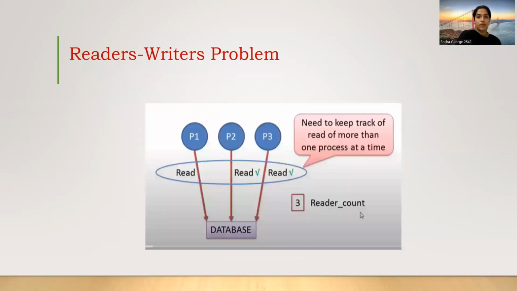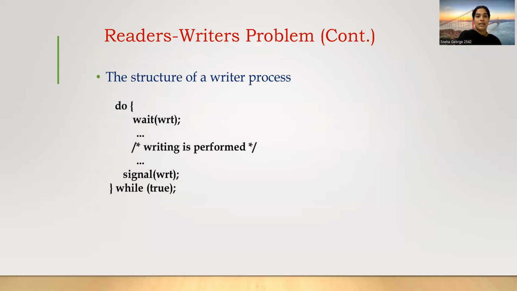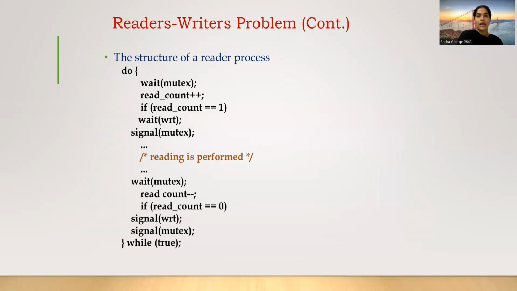So if there are three processes, P1, P2, and P3, and P1 is doing a read, P2 and P3 will be able to read. So the read count will be 3. All three can read at the same time because no updation or changes are happening in the data set. So you have to keep track of more than one reading process at a time. Let us see, this is the structure for the write process and this is the structure for the read process.